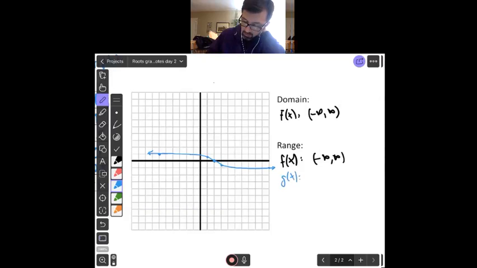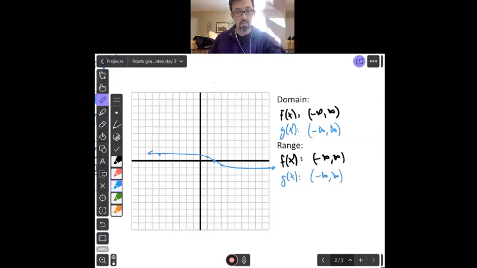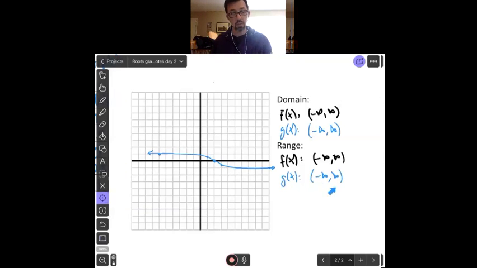Range, domain. If I haven't made this clear enough, cube roots are super easy because it still goes left and right forever. Still goes down and up forever. Just because it's upside down, we always put the smallest number on the left and always put the biggest number on the right. You should never ever have a negative infinity on this side. You should never ever have a positive infinity on this side. Smallest number always goes on the left, biggest number always goes on the right, even if it's upside down.